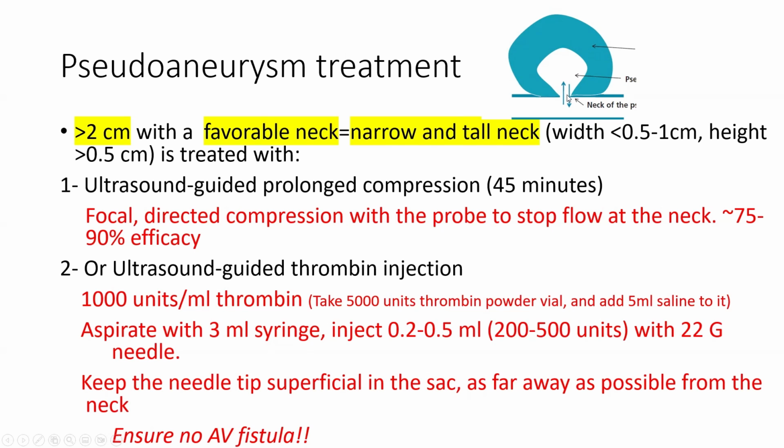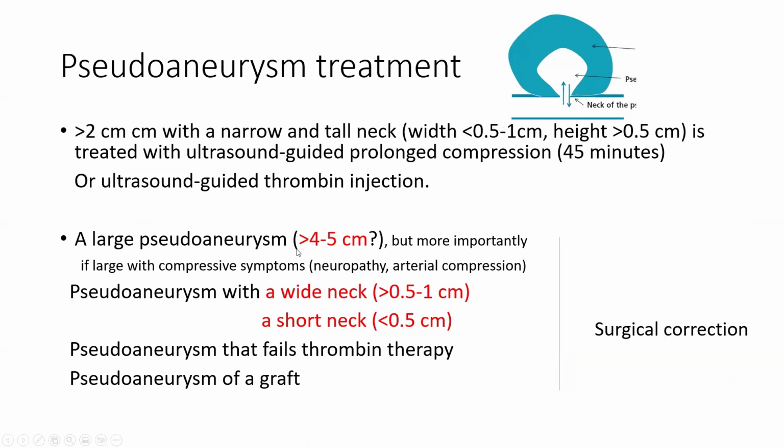Importantly, if you want a favorable neck: the wider the neck, more than 1 centimeter, and the shorter it is, less than ½ centimeter, the more likely you are to send that thrombin into the artery and cause a risk of a femoral artery thrombosis. So that's why the neck characteristics are very important.